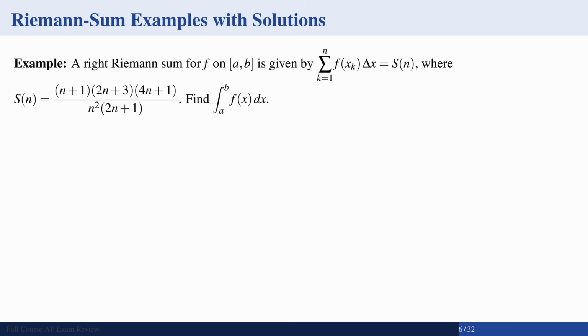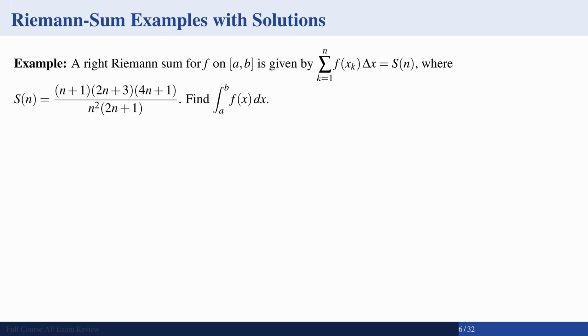But another example: a right Riemann sum for f on the interval from a to b. It doesn't actually matter if they said a left Riemann sum or a midpoint Riemann sum. It wouldn't change what you do in this problem. It is given by the sum from k equals 1 to n is s of n, where s of n is this weird rational function: n plus 1, quantity 2n plus 3, quantity 4n plus 1, over n squared, quantity 2n plus 1. What we want to do is find the integral from a to b of f of x dx.